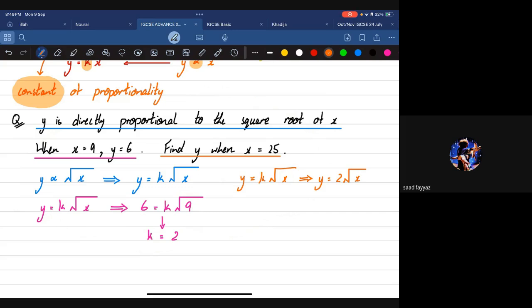Now, simply find y when x is equal to 25. You just need to substitute the values. So y is equal to 2 times 5, which is equal to 10. So y is equal to 10 when x is equal to 25. Saad, have I done it correctly? Is this clear? Yes, Saad. Are we getting the same answer? All right, thank you, Saad.